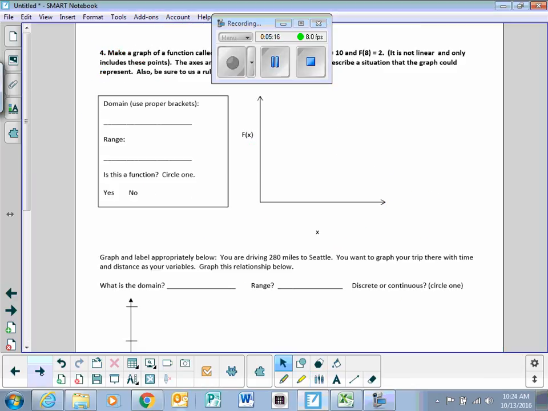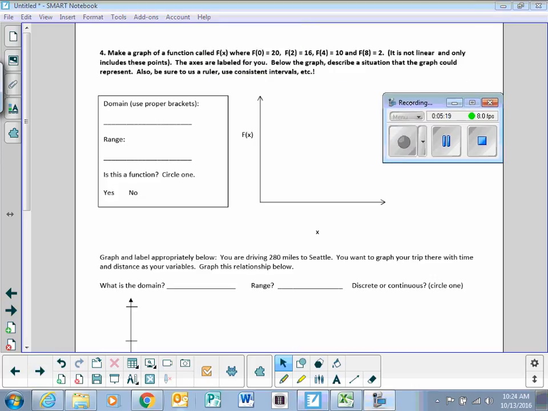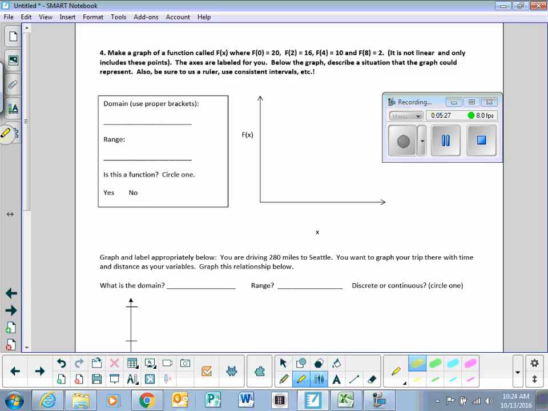All right, continuing on to the next page. First thing, and again, I tried to make this really clear. Let's read the directions first, shall we? Make a graph of a function called f of x, where f of 0 is 20, f of 2 is 16, f of 4 is 10, and f of 8 is 2. It is not linear. It only includes these points. A lot of you lost points on this math test because of reading directions. The axes are labeled for you below the graph to describe a situation. Also, be sure to use a ruler and use consistent intervals. Some of you lost points for that.